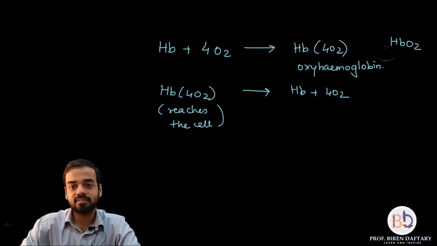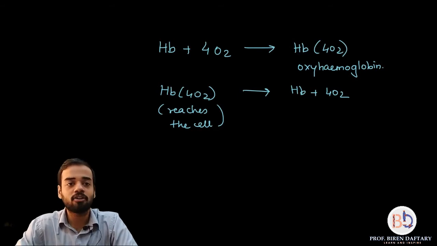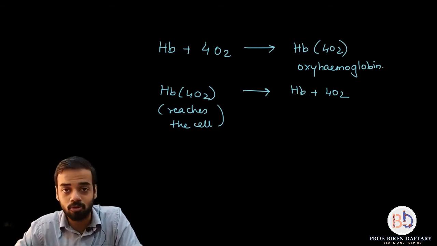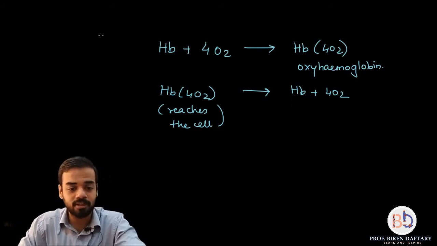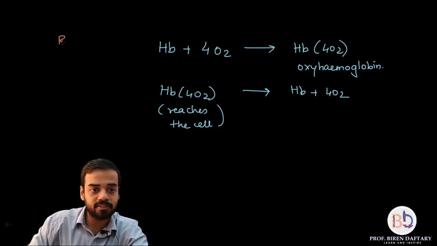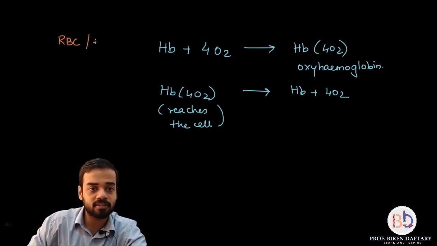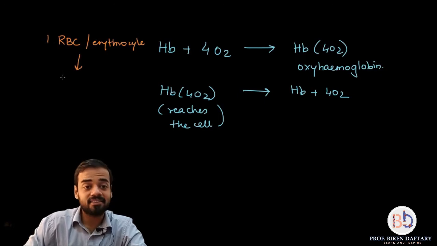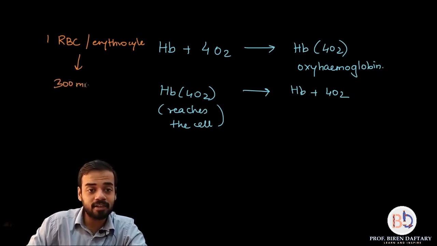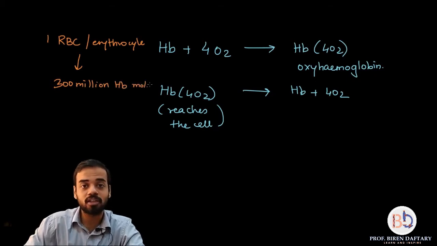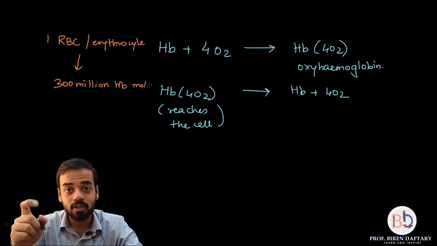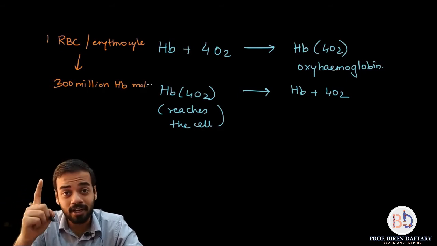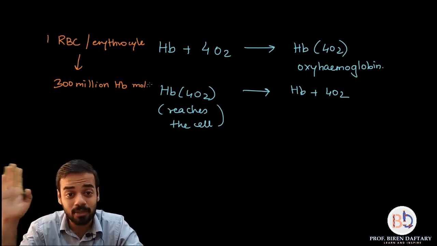Now the question arises: why are 4 oxygen molecules attached to one hemoglobin? First of all, please remember that one red blood cell, also called an erythrocyte, which we'll be learning about in the coming lectures, has approximately 300 million hemoglobin molecules. So one RBC doesn't have just one hemoglobin molecule. Hemoglobin molecules are very, very small. One red blood cell will have 300 million.